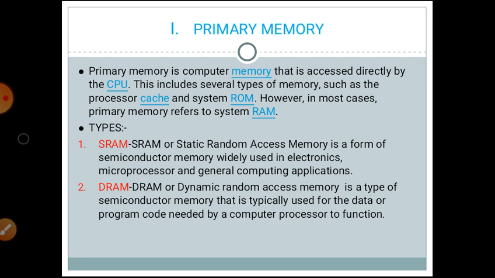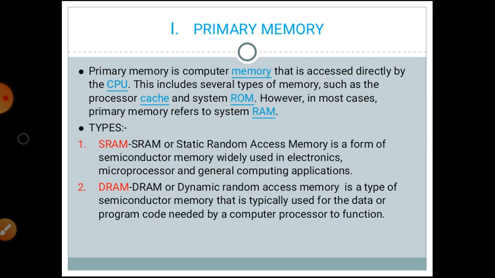SRAM means static random access memory. It is a form of semiconductor memory widely used in electronic microprocessors and general computing applications. SRAM means static random access memory. It is a type of semiconductor memory. It is used in electronic devices, microprocessors and general computer applications also.